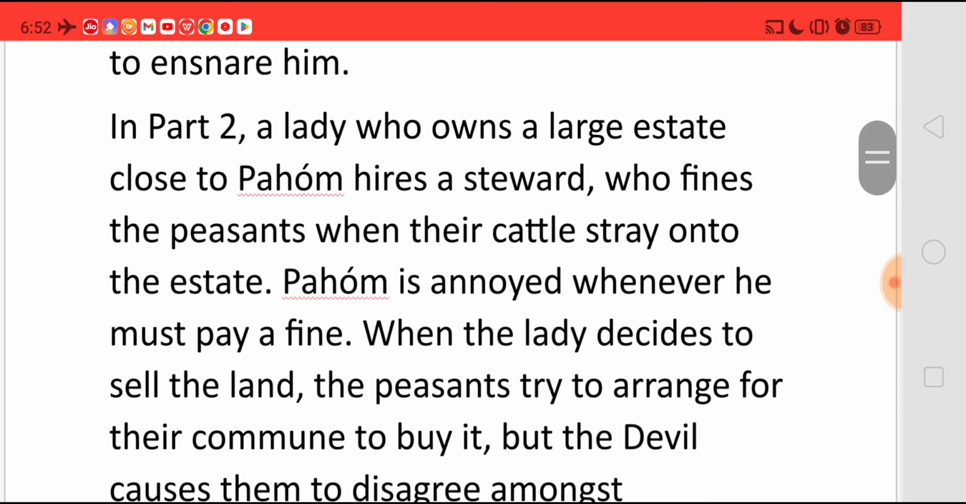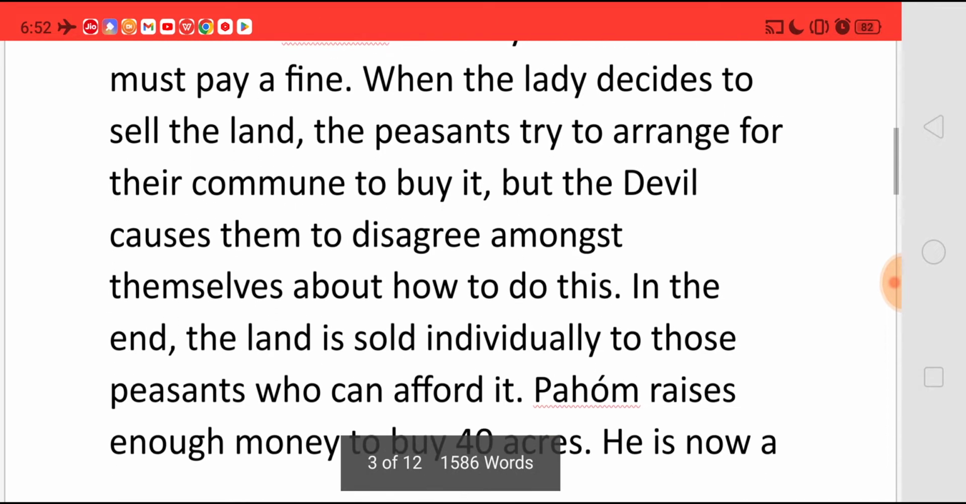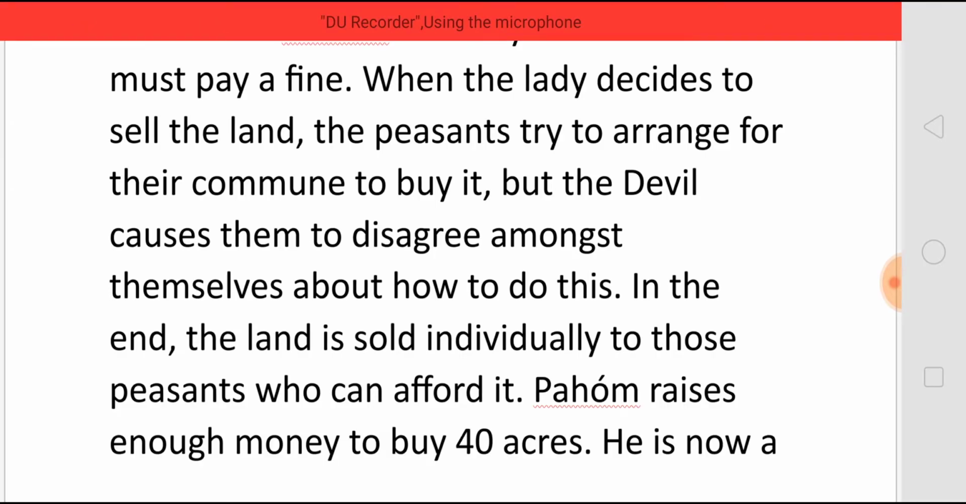In part 2, a lady who has a large estate close to Pahom hires a steward. And this steward fines the peasants whose cattle come into their estate. Pahom is really annoyed because he has to pay a lot of fines because his cattle go into the estate. This lady suddenly decides to sell the land, and the peasants try to arrange for their commune to buy it. Now the devil comes there and causes them to disagree among themselves about how to buy this estate. And in the end, the land is sold individually to those peasants who can afford to buy the estate.